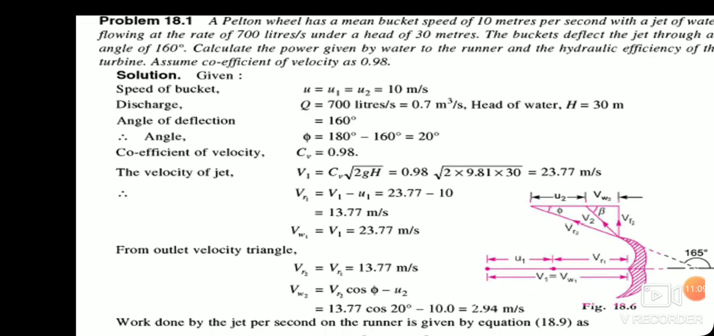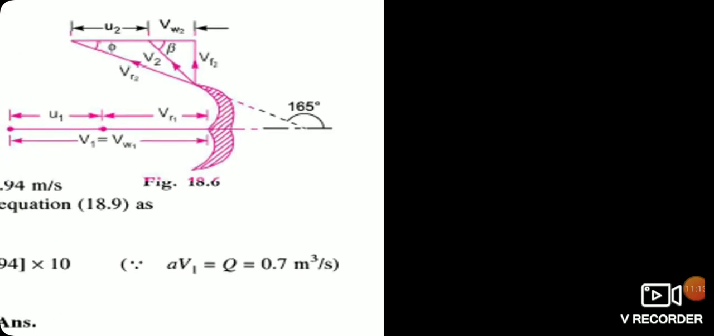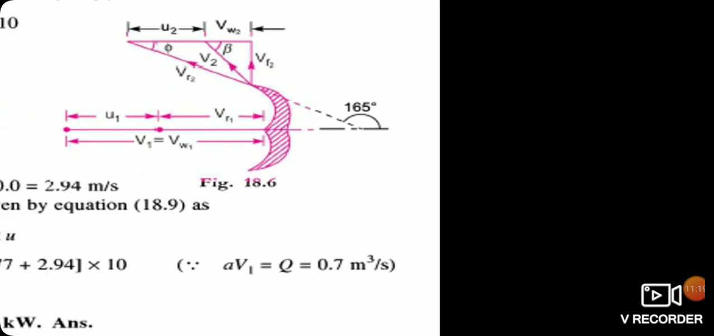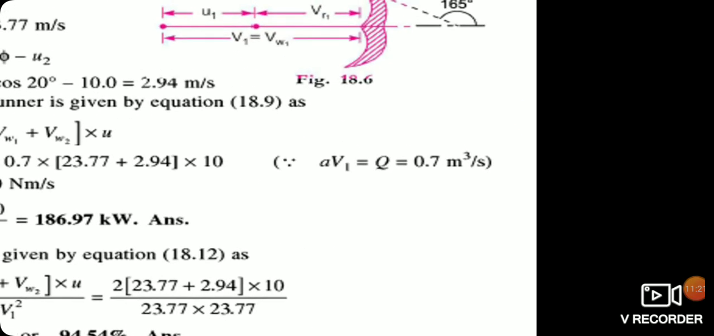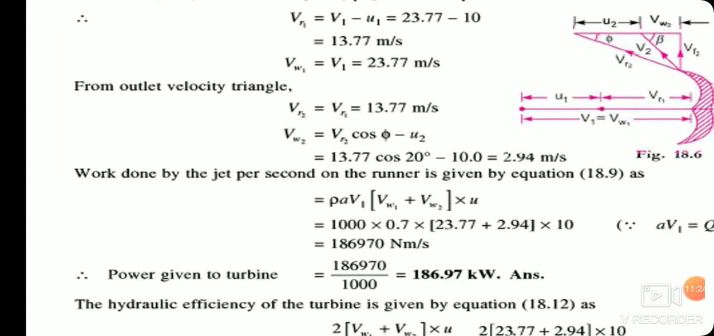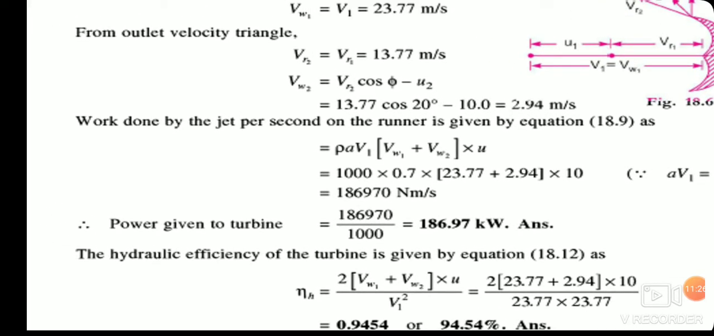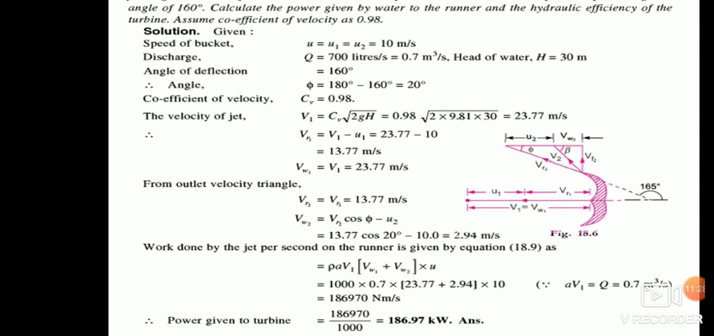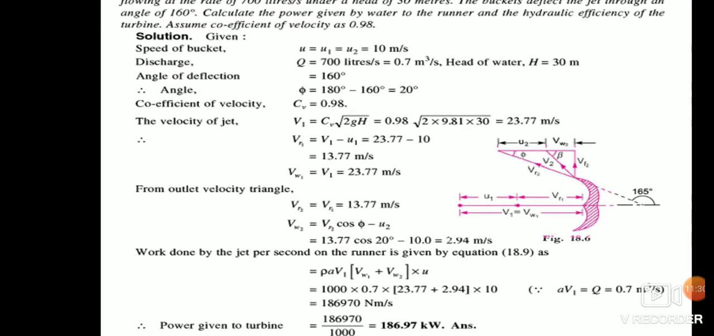Now I told you that from this angle of deflection, one can calculate the phi angle. That is, phi is equal to 180 minus the angle of deflection. So here we can say that angle phi is equal to 180 minus 160, that is 20 degree. Then the coefficient of velocity is already given as 0.98.